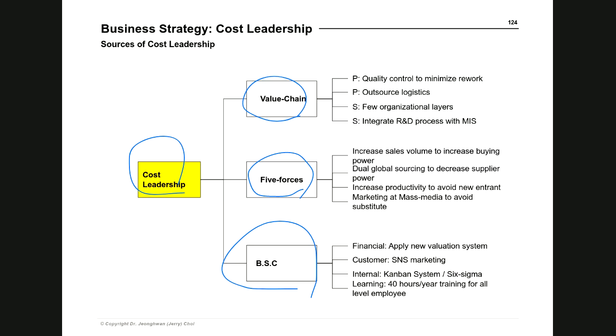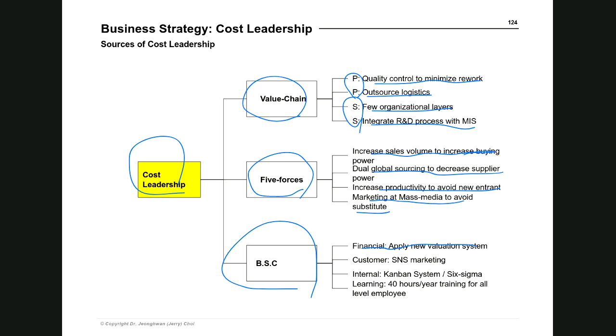For example, in the value chain, there are key primary activities, and quality control to minimize rework, and outsourced logistics, and then the supportive functions: reduce the organizational layers or hierarchies and integrate the R&D process with the MIS. In the five forces, increase the sales volume to increase buying power, use global sourcing to decrease supplier power, increase productivity to avoid new entrants, and use marketing or mass media to avoid substitutes.